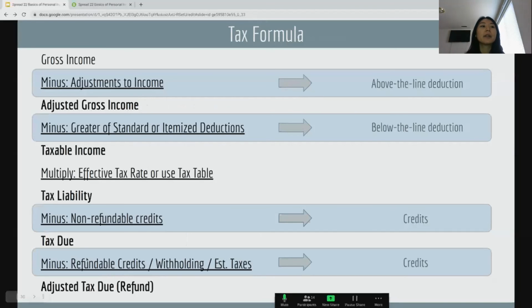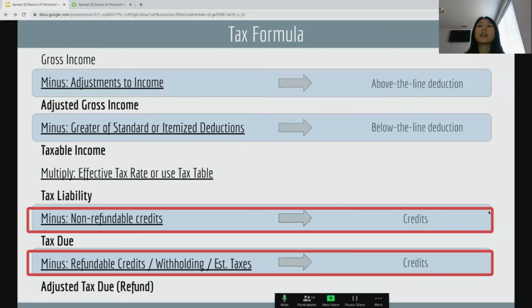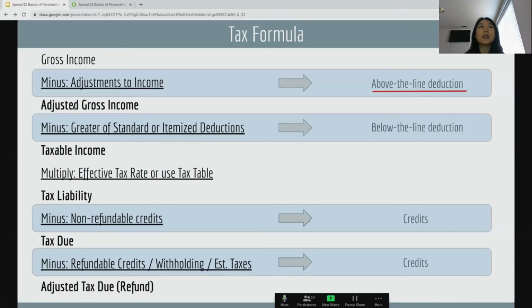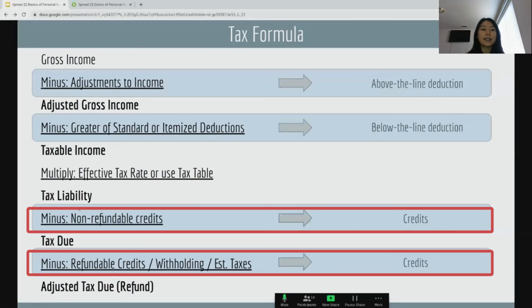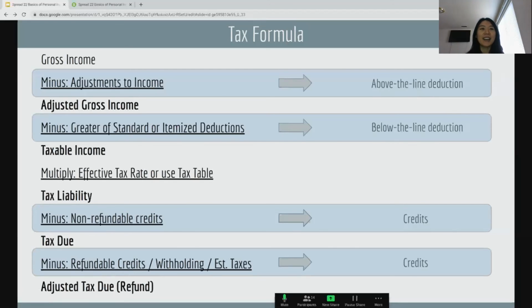And non-refundable credits and refundable credits are credits, and they lower your tax liability. So these are all ways to save on taxes at the end of the day, right? Above the line deduction gets you a lower AGI. Below the line deduction gives you a lower taxable income. And credits lower your tax liability. A lot to take in, I know. But we'll break it down bit by bit.